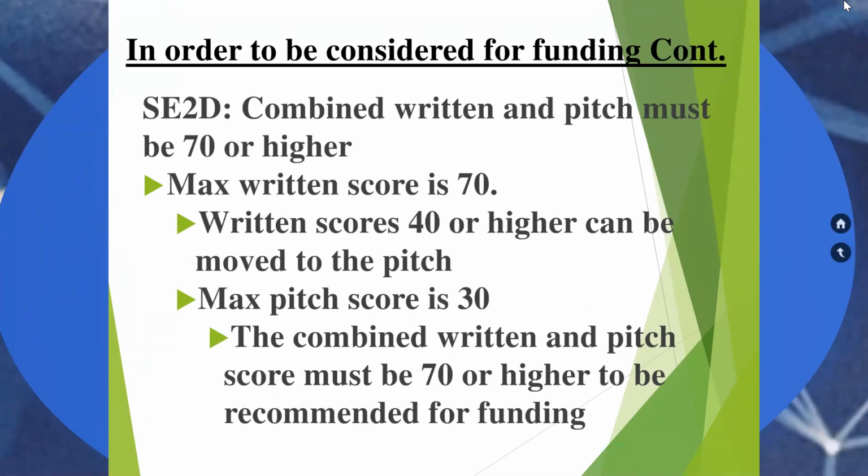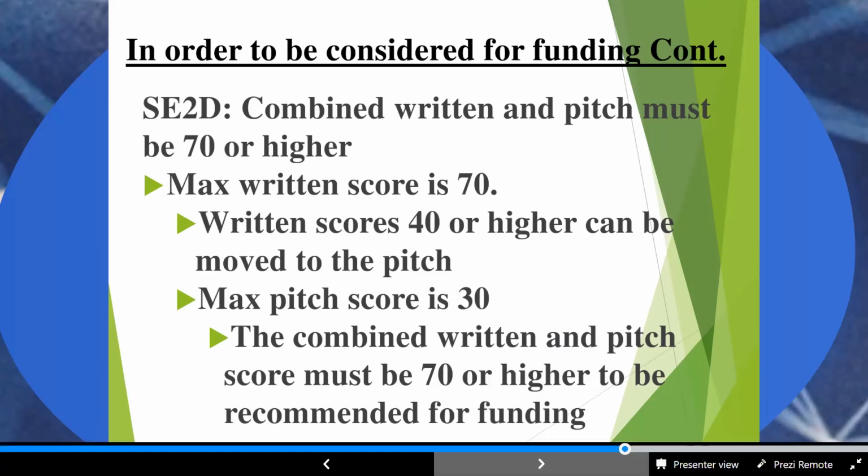So let's say the written score is 39, and let's say they blow it out of the park and score a 30 for the pitch. Well, 30 and 39 is 69. So they won't get funded, because you need a combined score of 70 or higher to move forward, all right, to be considered.